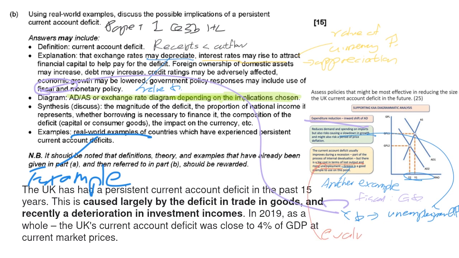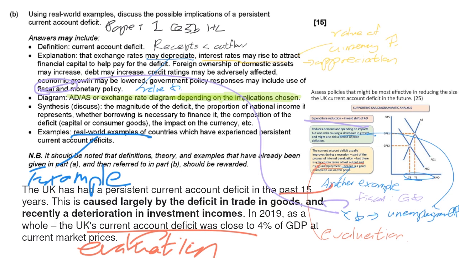Do you think it's worth it? Another evaluation point you can talk about, of course, is the UK. Although everything they did, they still suffer from persistent current account deficits over the past 15 years. So these are all for high level Paper 1.